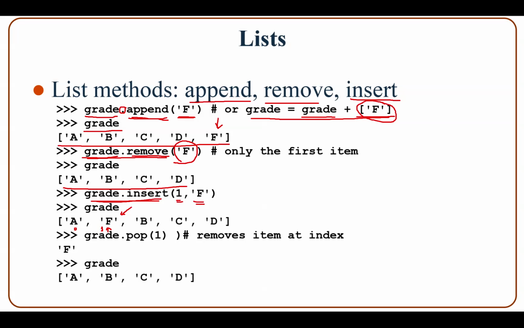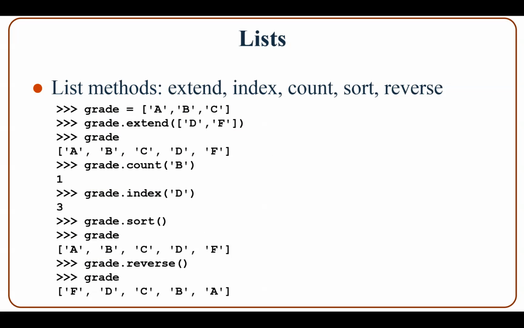If you want to remove an item at a specified index, then you use the pop method. So pop 1 would remove the item at the index of 1. So at the index of 1 you have F, right? So after this you show what you have in grade, then you see there's no more F here. Let's talk more about other methods. For example, extend, index, count, sort, and reverse.